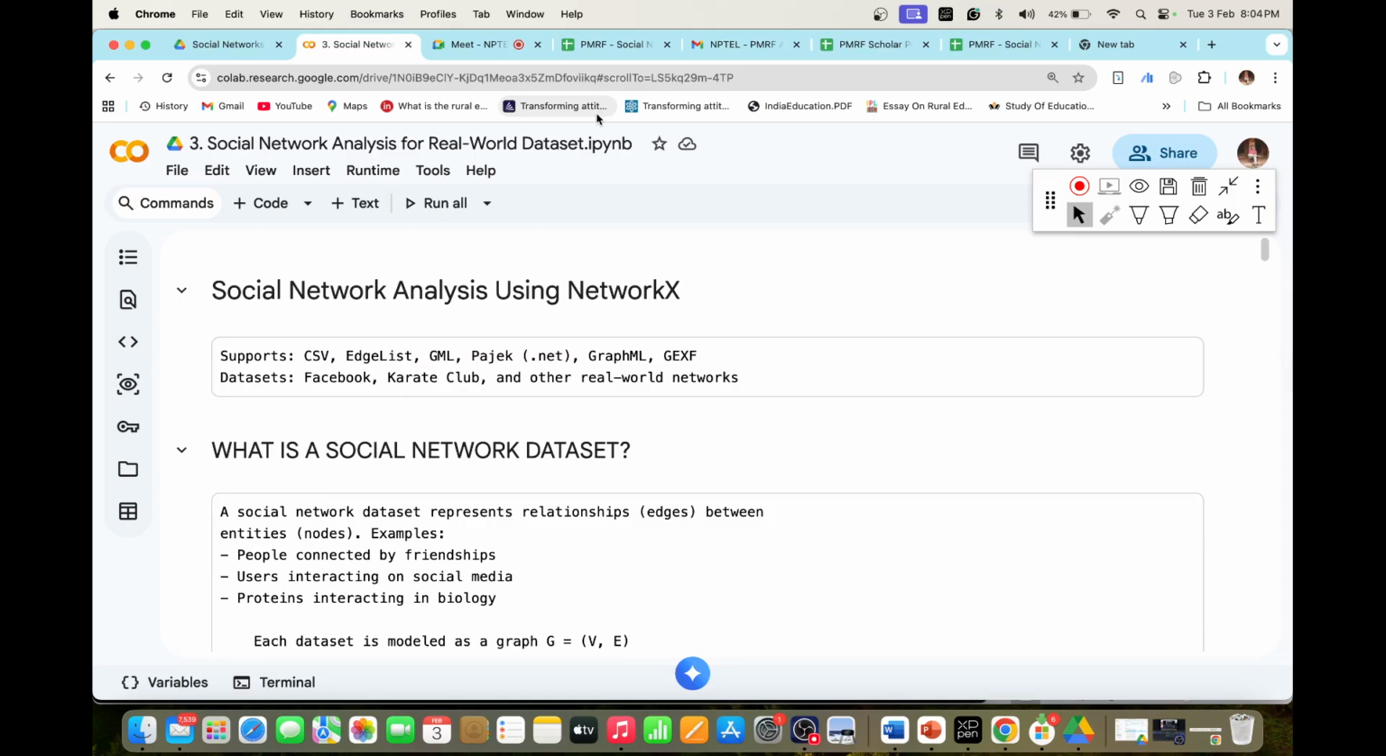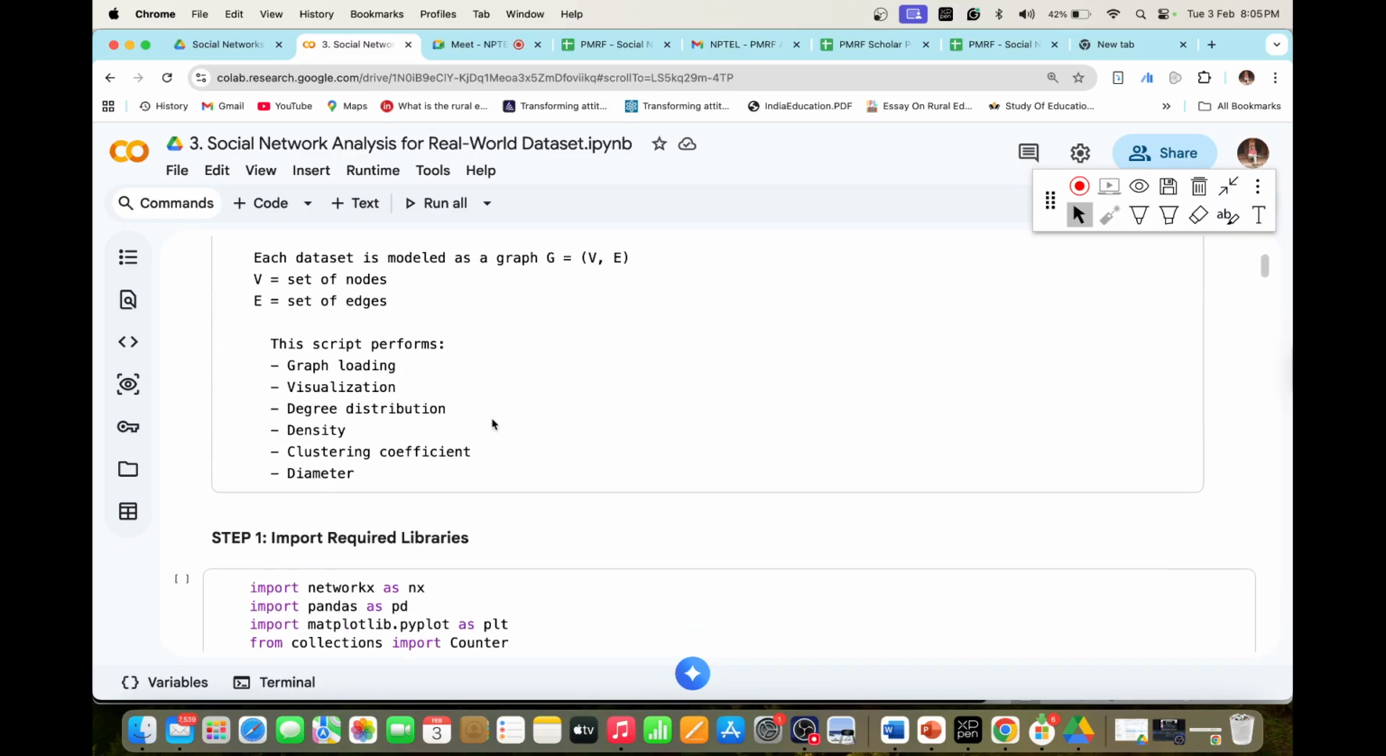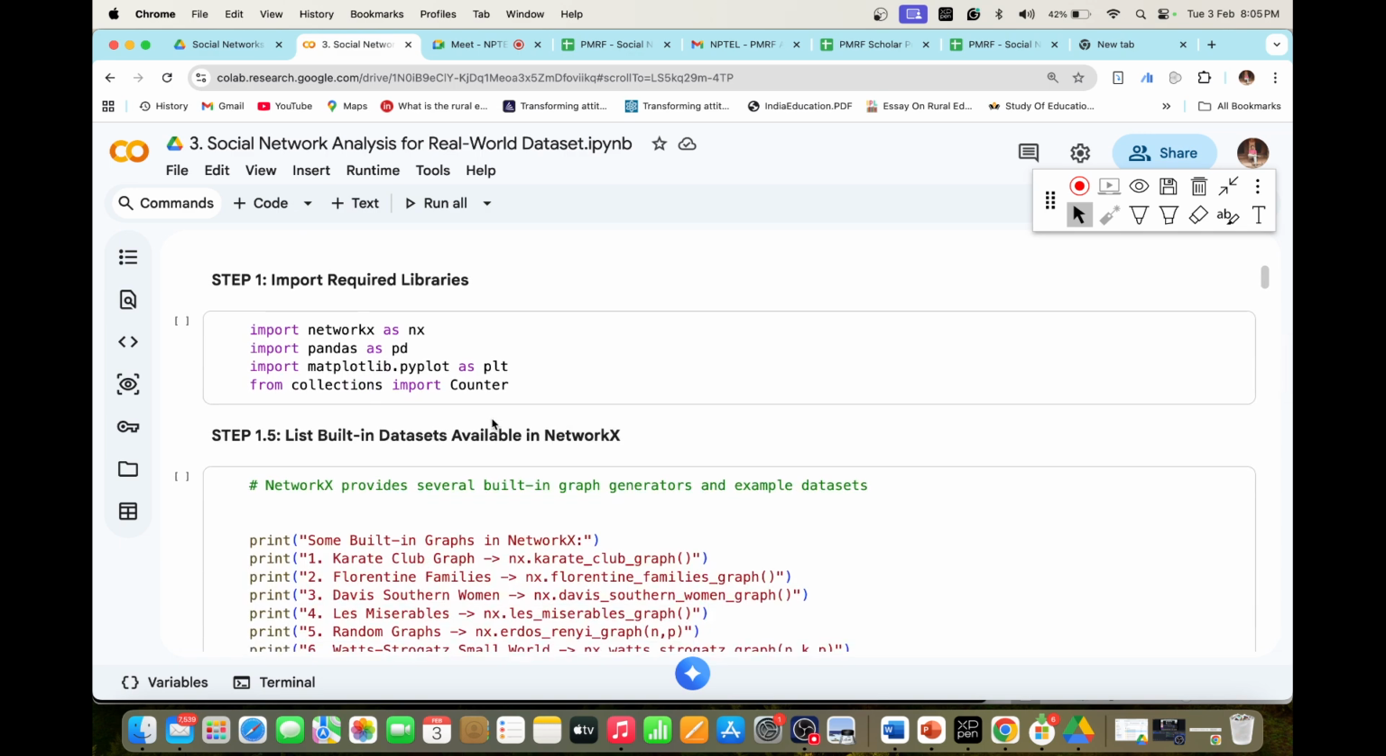Okay, so you can open this code, and here something like 'copy to drive' would be written. Just press copy to drive, and this code will be copied to your drive, and then you can run the code and also make changes according to your wishes. Okay, so this is the first code.